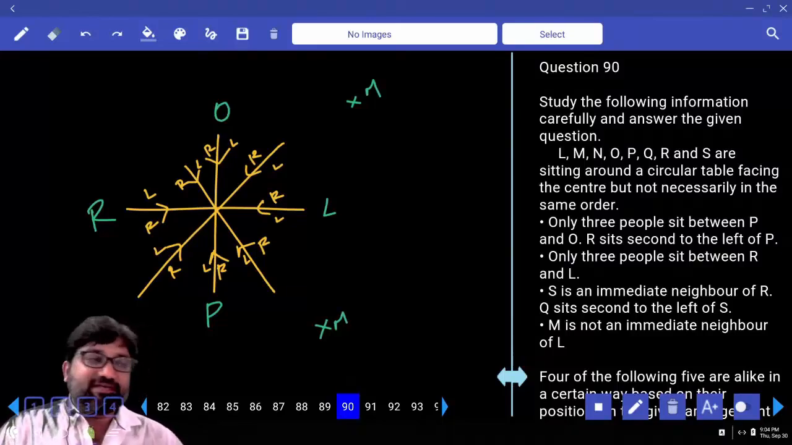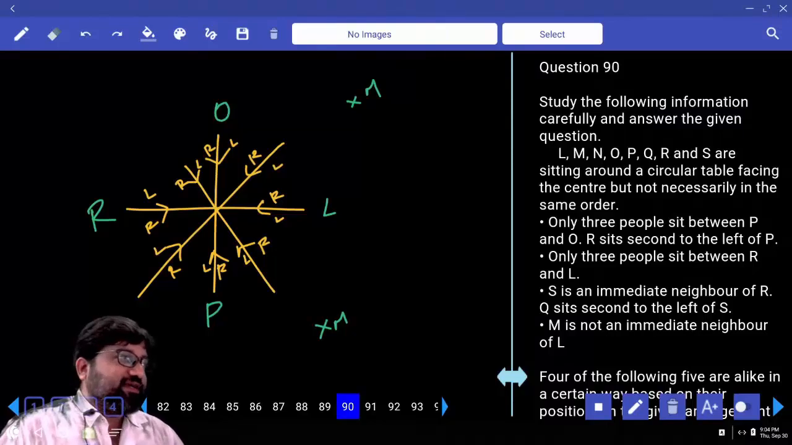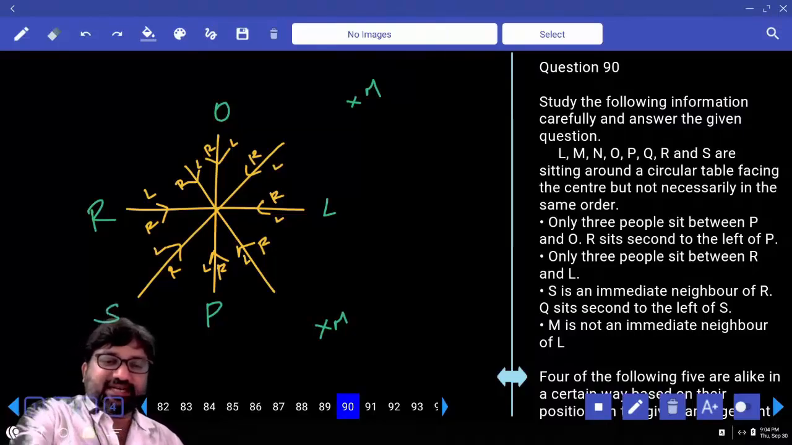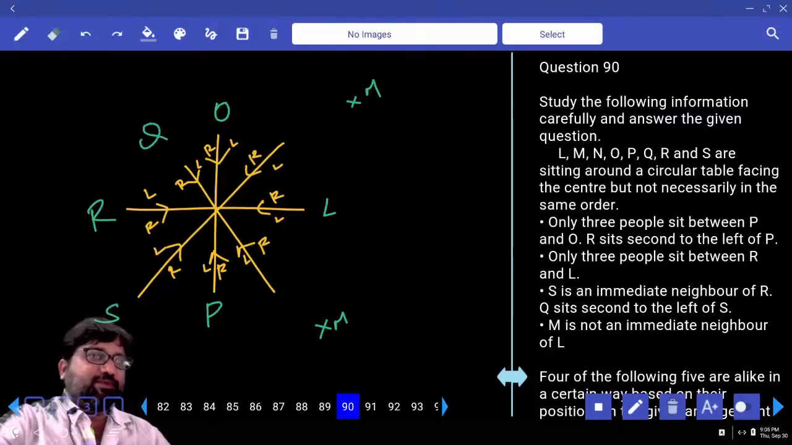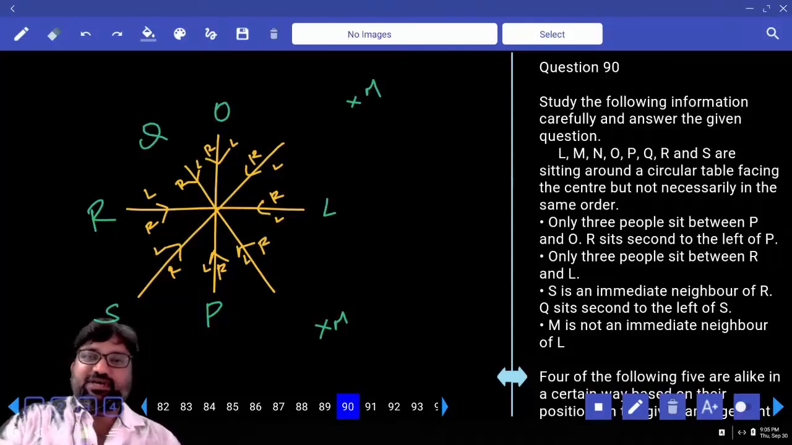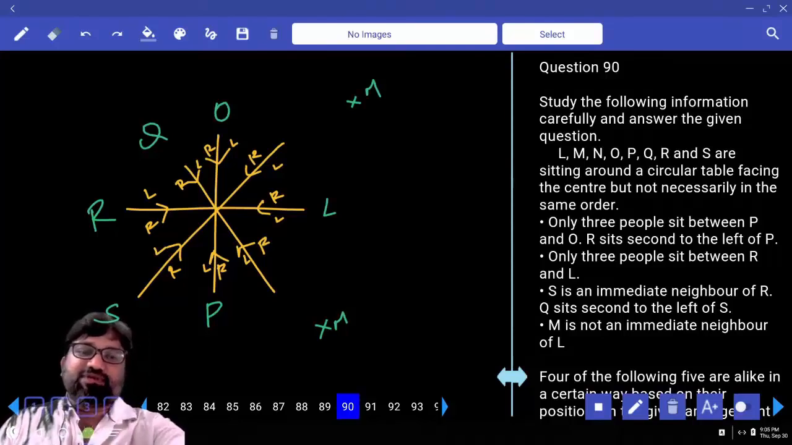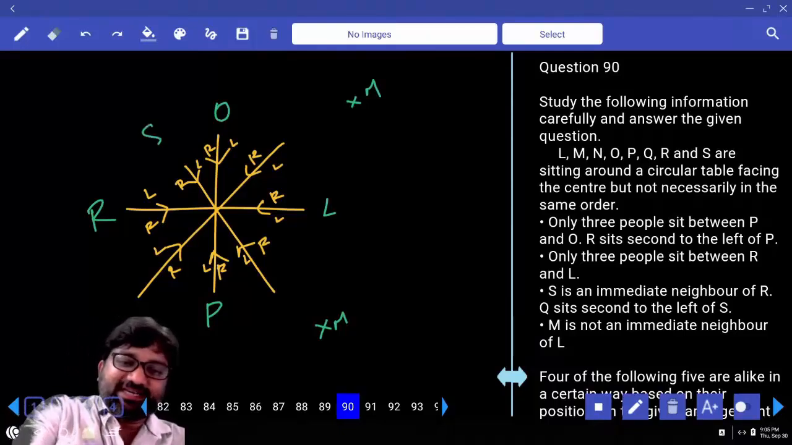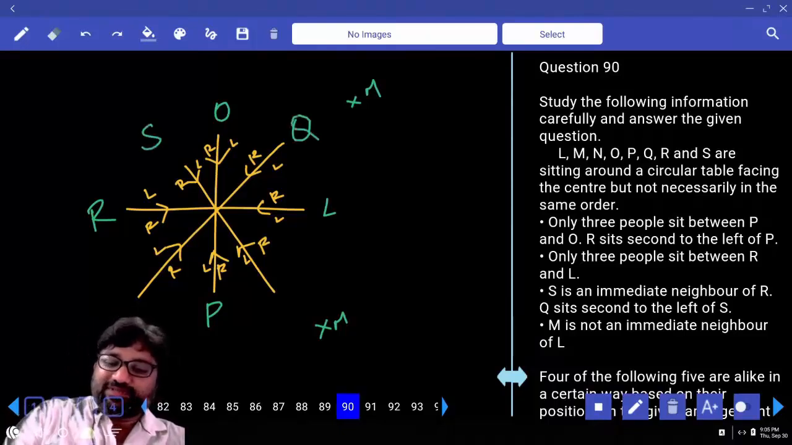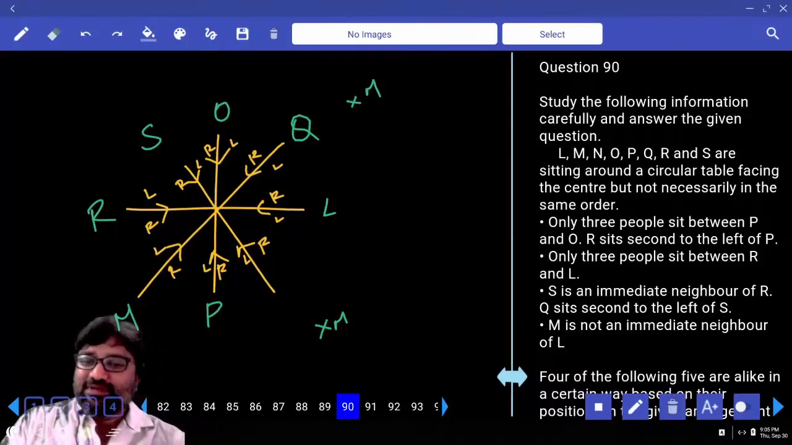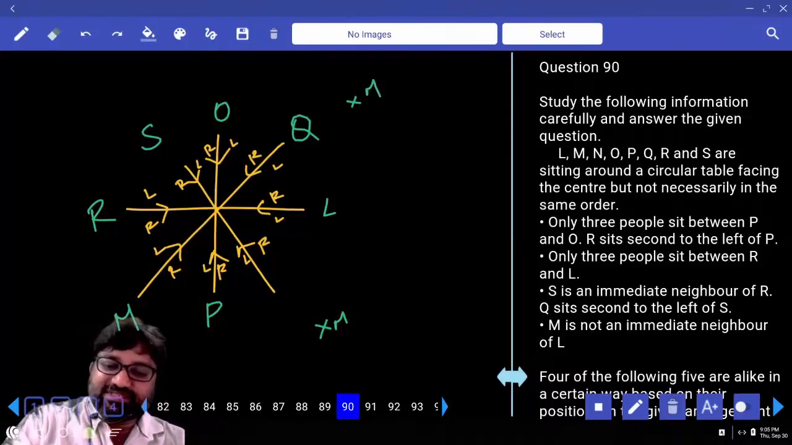S is an immediate neighbor of R. Where is Q? Second to the left of S. If we take S here, Q comes here in the second left, but a mistake happens here. What is it? You don't have place for M. So there's only one possibility. This is S. This should be Q. When this is not M, this should be M. And there is one person left out, and who is he? He is N.